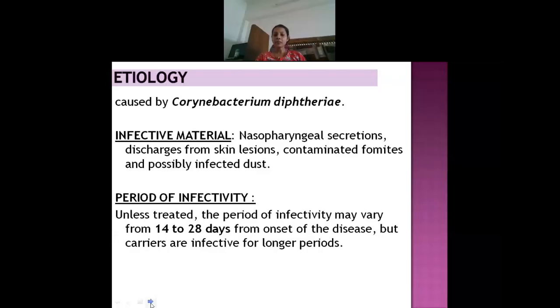Along with that, contaminated fomites. We know what the fomites are, isn't it? So when a droplet infection or any other, if a person is touching these objects and a non-infected person will touch, they are also having high risk of getting the infection. Next is period of infectivity. Most of the time it varies between 14 to 28 days, but sometimes it is also seen that the carriers can carry the infection for a longer period of time. Maybe they will carry the infection for more than a month also.